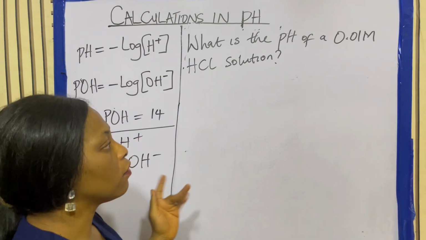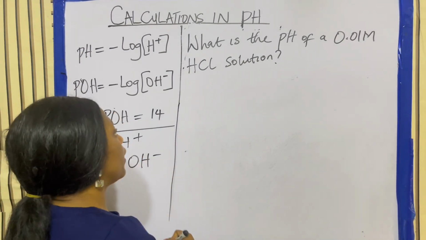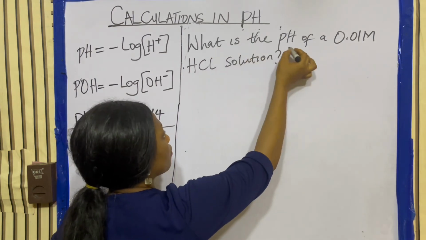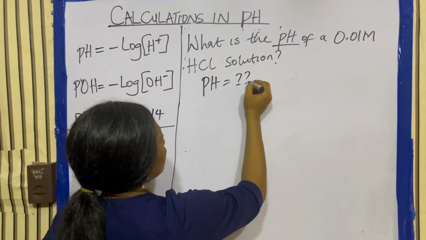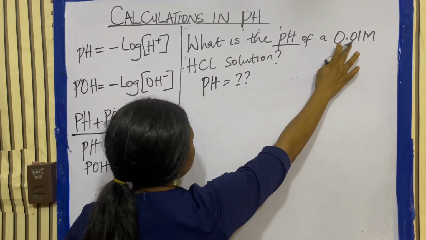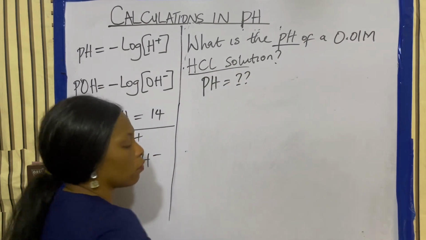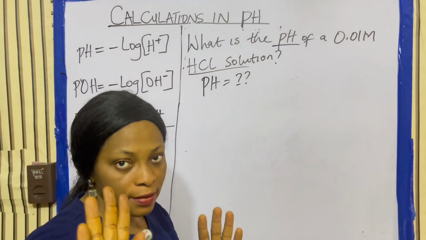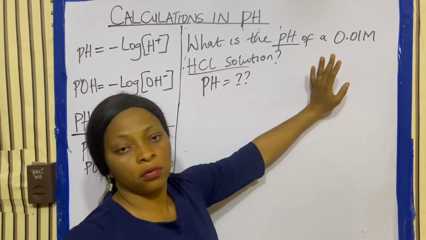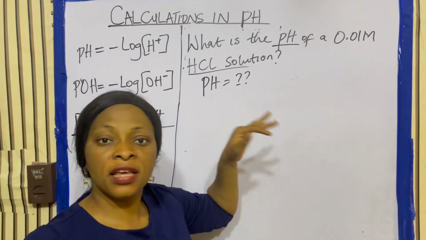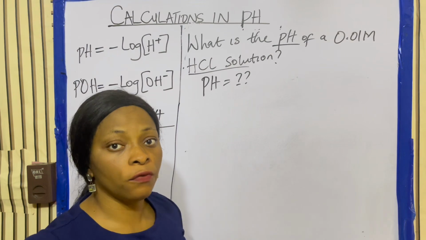What is the pH of a 0.01 molar hydrogen chloride solution? Okay, let's solve. First of all, what are we asked to find? pH. We are looking for the pH of a 0.01 mole hydrogen chloride solution. Now, in this question, they didn't tell you whether this 0.01 mole is hydrogen ion or hydroxyl ion. So it is left for you to figure it out.